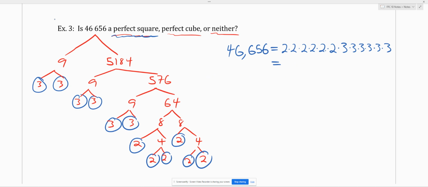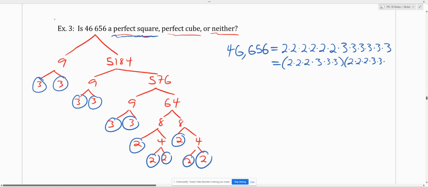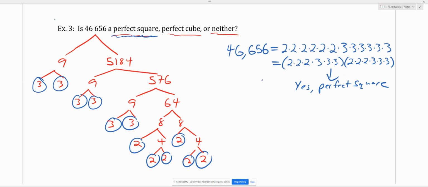Well, that's actually not too bad at all. I see that with my 2s, I can break that into 2 groups, and my 3s, I can break that into 2 groups. So I'm going to break it into 2 times 2 times 2, and then the 3s, 3 times 3 times 3, and I get an equal group over here, and all of my primes are accounted for. So this tells me, yes, it's a perfect square. It's not asking me to multiply those out. All it's asking is, is it a perfect square? So let's not do extra work if we don't have to.